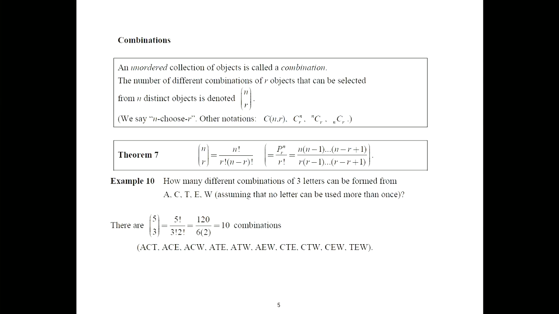n choose 1. If you have to choose one object out of n, someone tell me straight away. n, yes, just choose which object. So some of them you don't even need to get into the algebra, you just remember the definition.